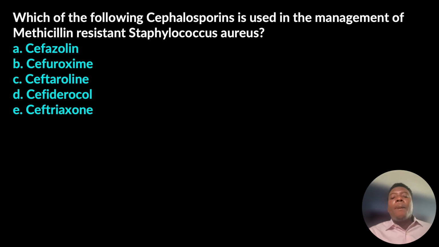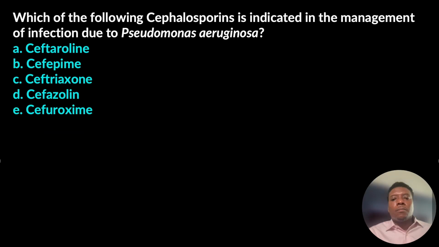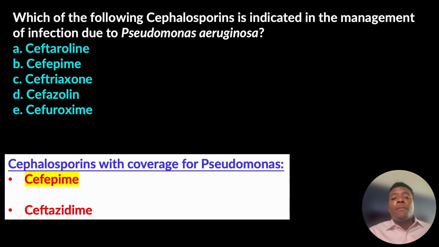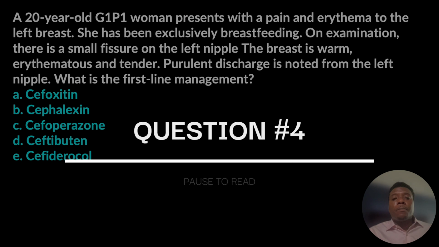In terms of methicillin-resistant Staph aureus, there's only 2 cephalosporins, and ceftaroline is one of them, and therefore it is good against MRSA. For Pseudomonas infection, if you're going to pick a cephalosporin, you have 2 options, either ceftazidime or cefepime. Remember that cefepime is a great drug for Pseudomonas. We reserve it for severe infections, but it does cover Pseudomonas.